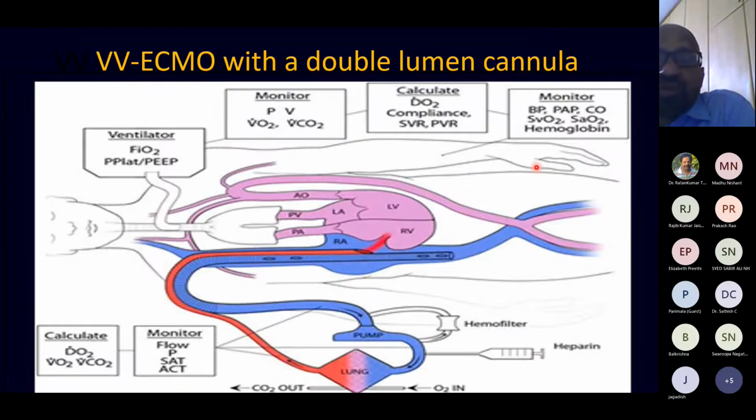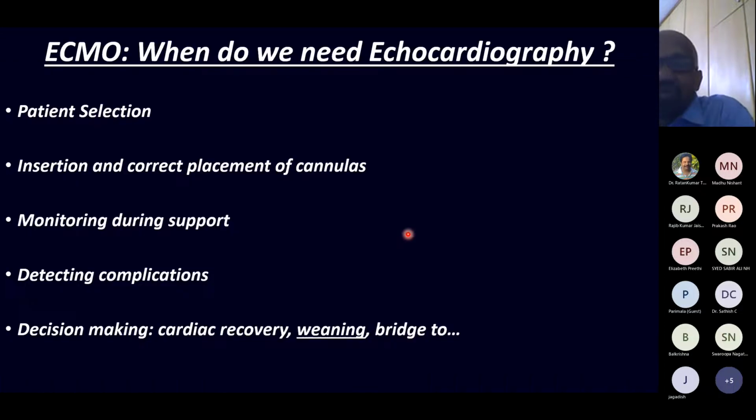So this is with the double lumen cannula, as I said. This is a single tube which has two lumina, one for drainage and one for return. The return cannula carries oxygenated blood, and this blood is directed towards the tricuspid valve into the right ventricle.